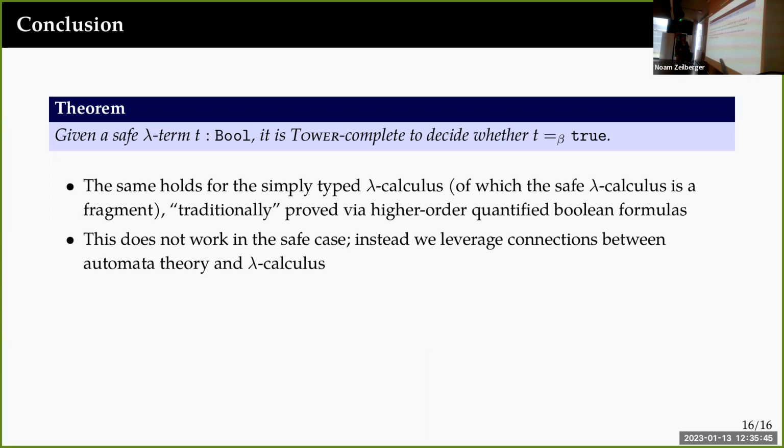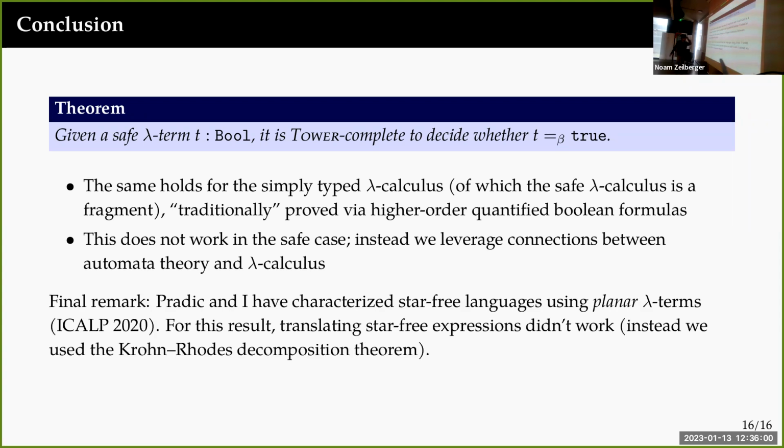So maybe you should also remember that it works for the simply typed lambda calculus, because that is not so well known. And we needed a new proof technique, which goes through automata theory. So, final remark. Pierre Pradic and I got a characterization of star-free languages, the things described by the star-free expressions which appear in the reduction, using planar, affine or linear lambda terms. So a theme which has been treated several times at this workshop.